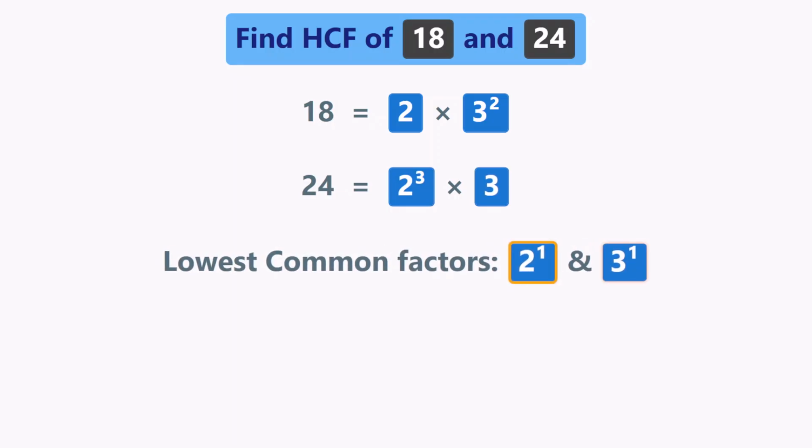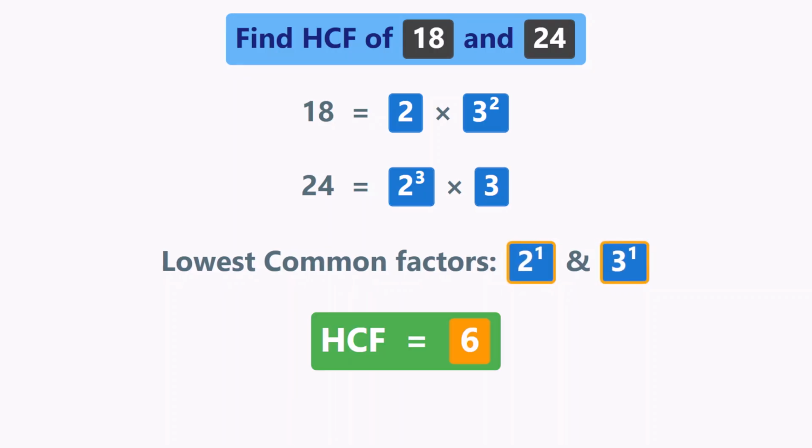The common primes are 2 and 3. We take the lowest power of each, 2 power 1 and 3 power 1. Multiply the lowest powers. The HCF is 6.